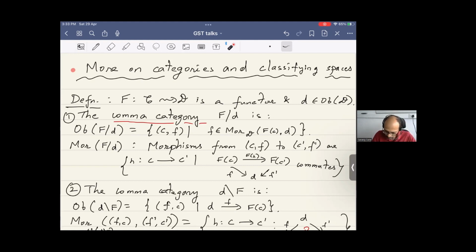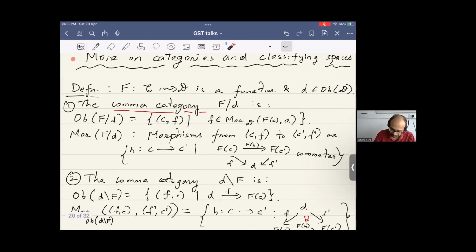Okay, so suppose you have a functor F from the category C to the category D, and I have an object D of D. Okay, so the comma category. Unfortunately, it's called F comma D, I think, but it's denoted by this backslash. So I'll just call it F comma D. So this has the following definition.